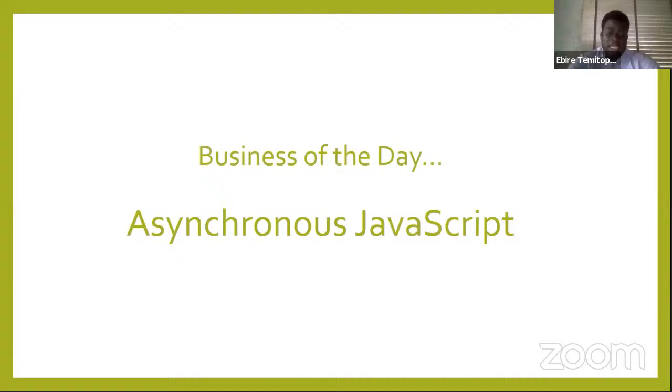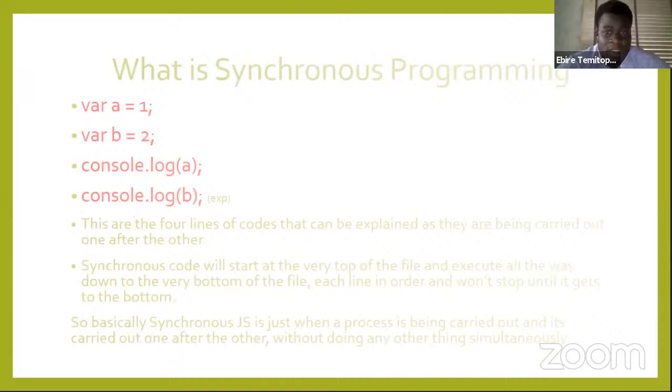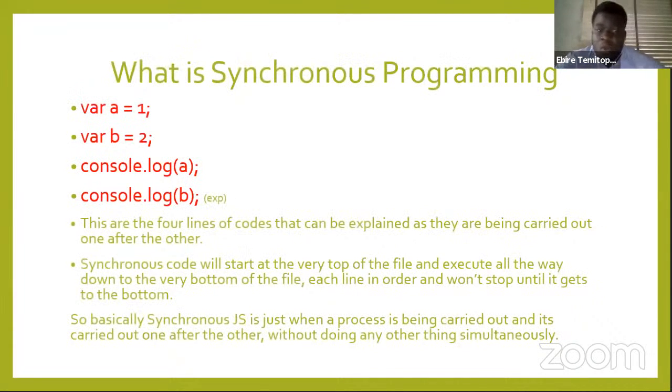So, business of the day, asynchronous JavaScript. First, let's look at synchronous programming. To understand synchronous programming, let's take a look at these 4 lines of code I have displayed here. I'm initializing a variable A and assigning the value 1 to that variable. I'm also initializing a variable B and assigning the value 2 to that variable. After that, I'm going to console log A and then console log B.